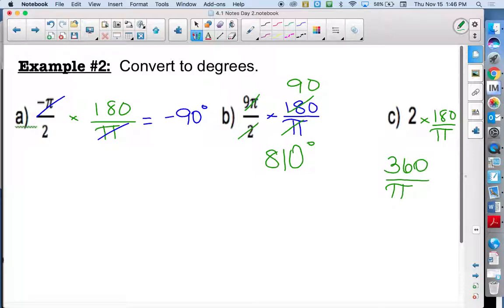I actually want you to divide the pi out of the problem so that we have a degree value to work with. So if you take 360 divided by pi, you actually need to pull out your calculator for a couple problems. What is 360 divided by pi?